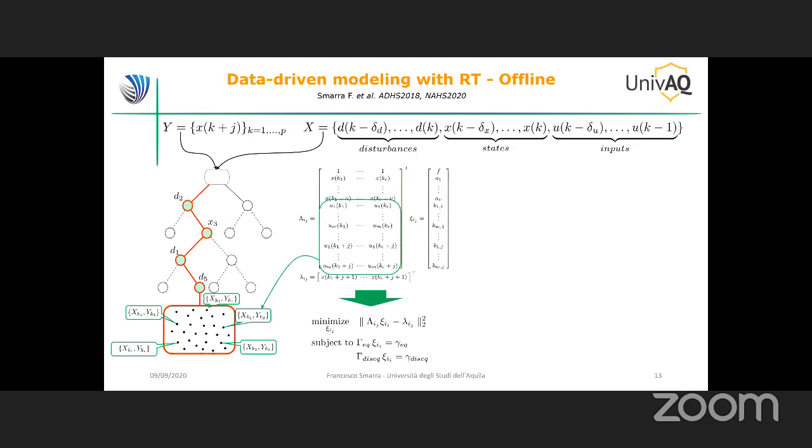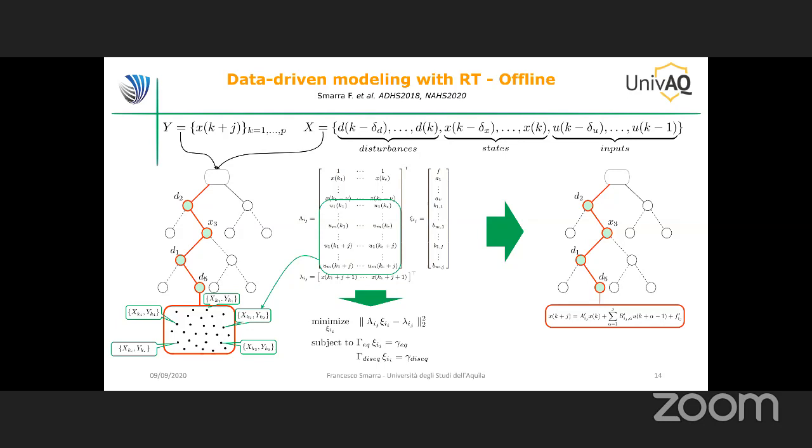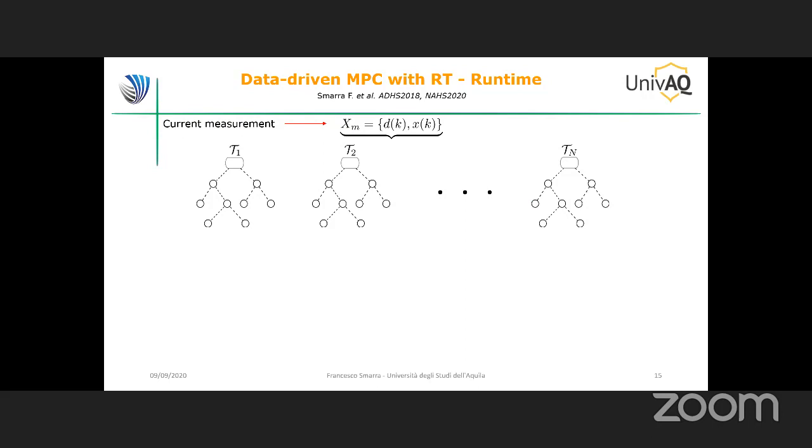So at this point, once the structure is created, we can use the samples in each leaf to set up a classical least squares problem and fit an autoregressive model to be assigned to each leaf. Now, the interesting part of this process is that all this is done offline. So in this way, we can create n different trees and use each of them to predict the system's dynamics over a predictive horizon and then set up an MPC problem.